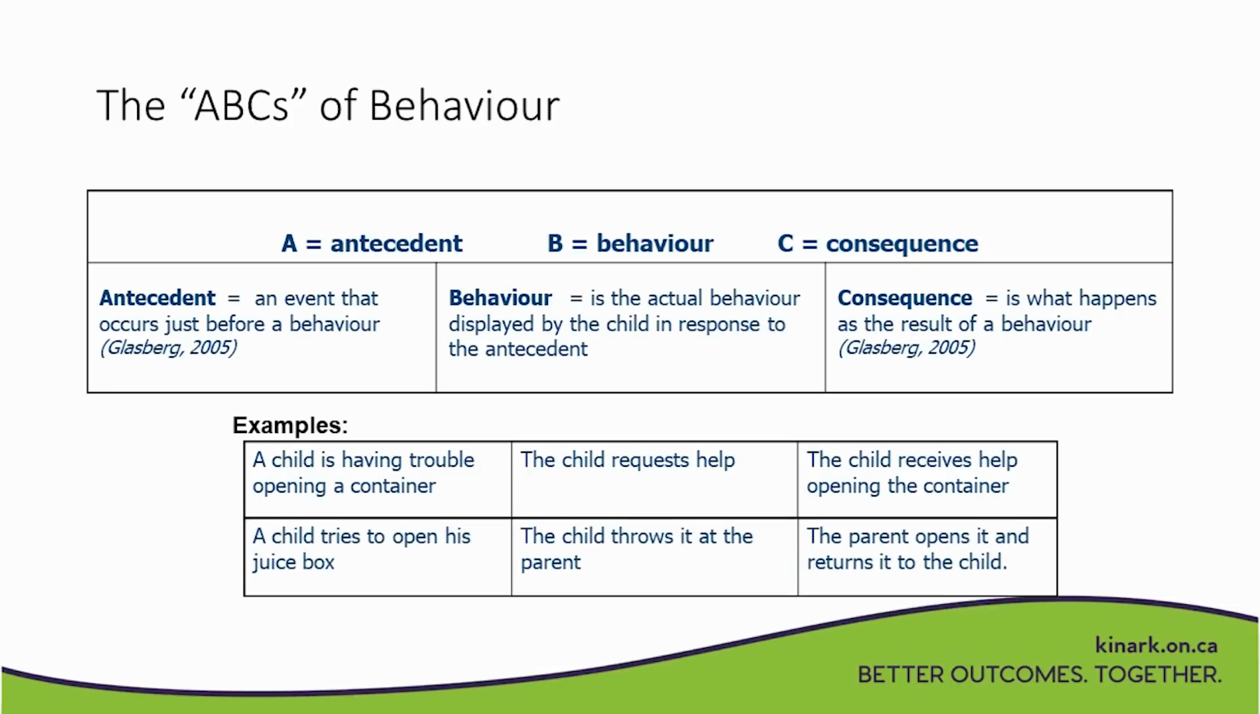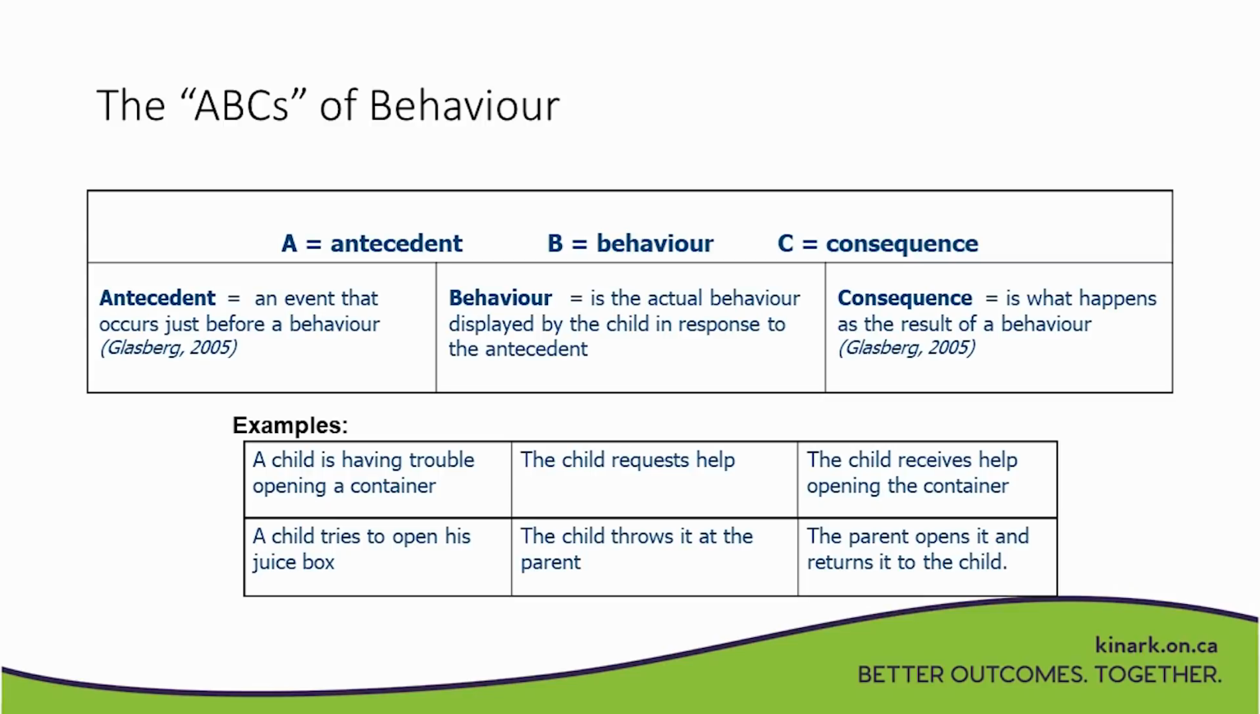In the second example, the antecedent is that a child cannot pierce the straw in the juice box. The behavior is the child throwing the juice box at the parent. The consequence is the parent puts the straw in the juice box and gives it to the child.